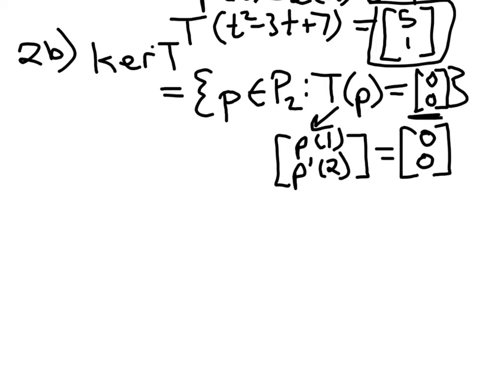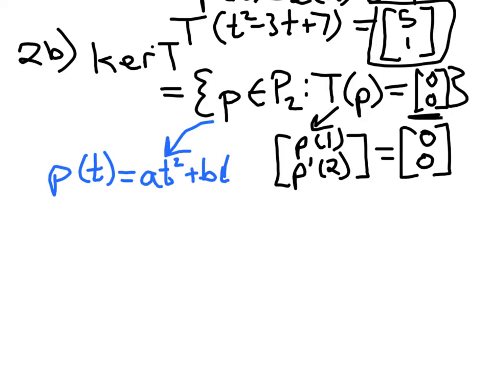Okay, now the polynomials in P2 all have the form P of t equals some scalar times t squared. So the only condition to belonging to P2 is that it has degree 2 or lower. So it's a times t squared, some scalar b times t, and then possibly a constant term c. So all the polynomials have this form.